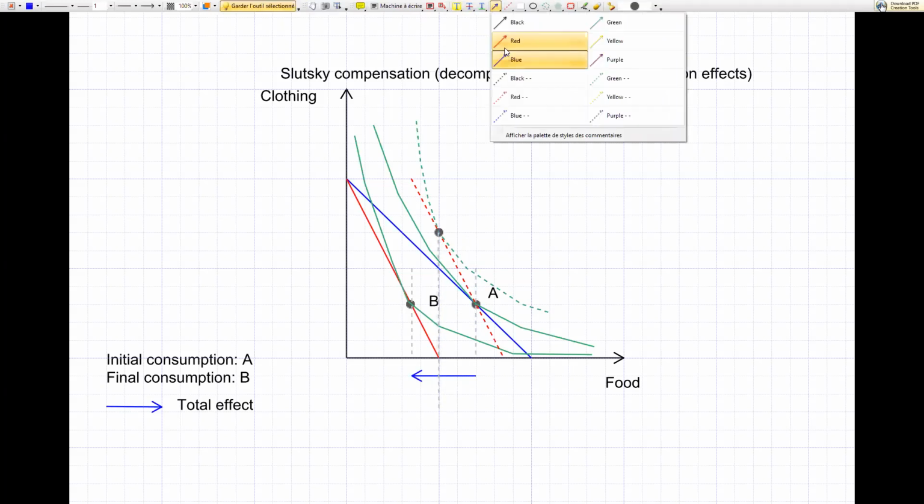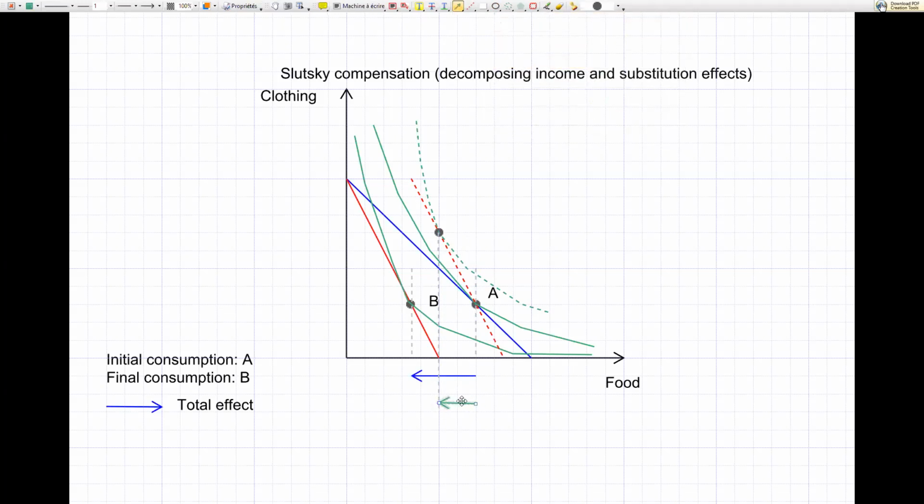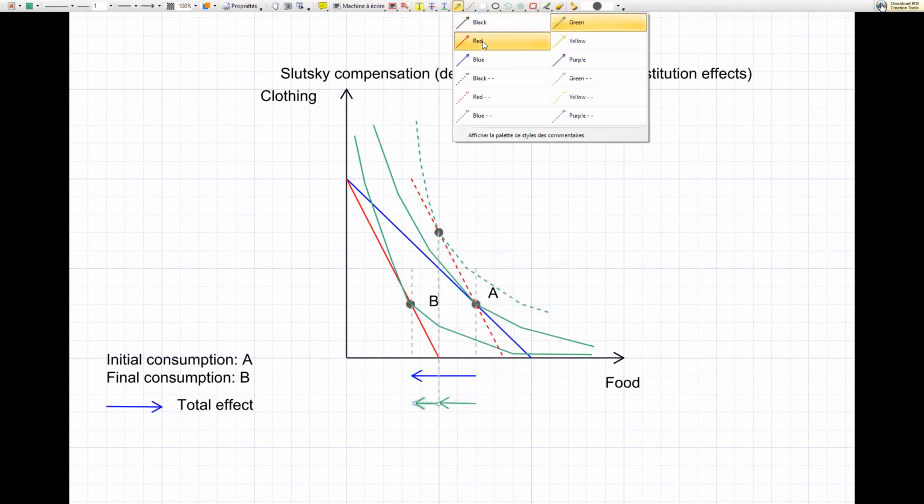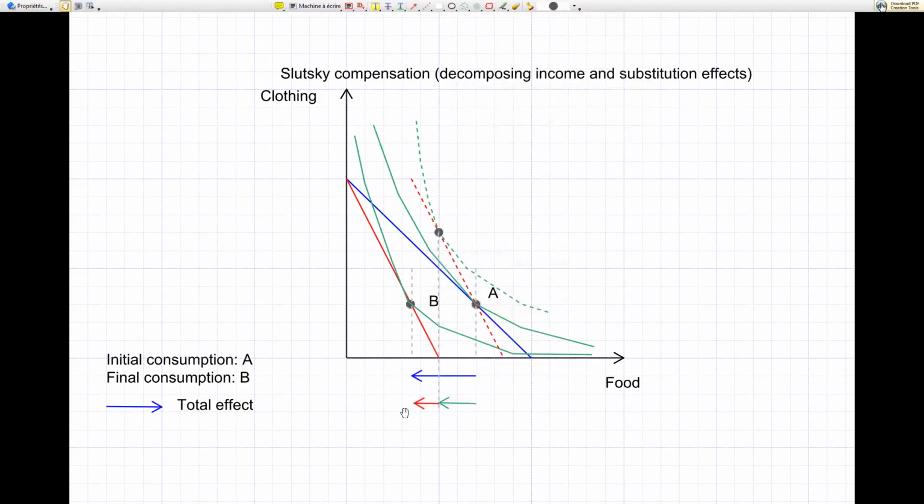One, let's use the green, from here to here, we say is the substitution effect, and then from here to here is the income effect. So let me use, let's say red for that. Okay. Actually, let me use the same.